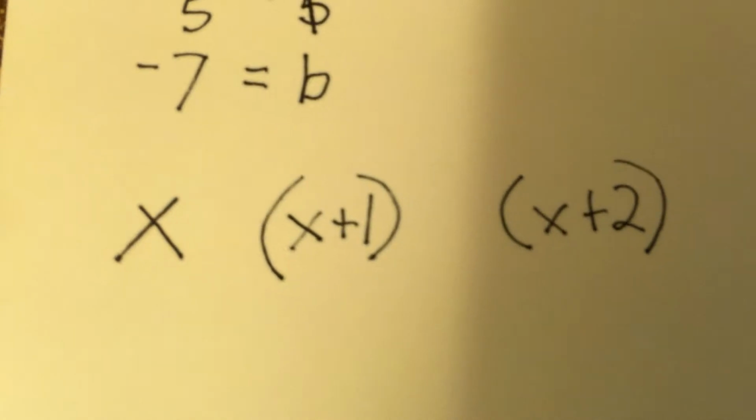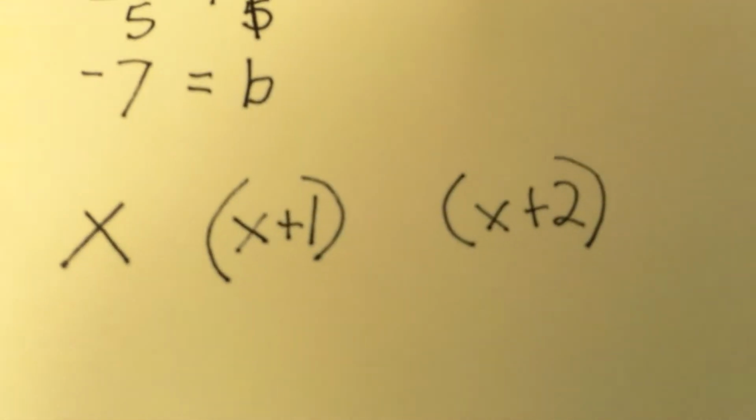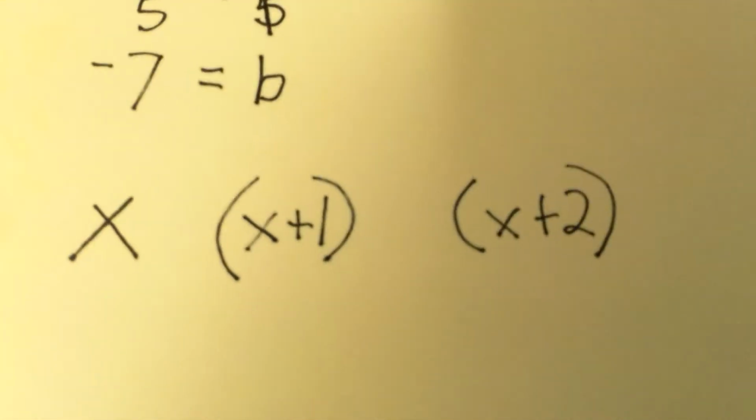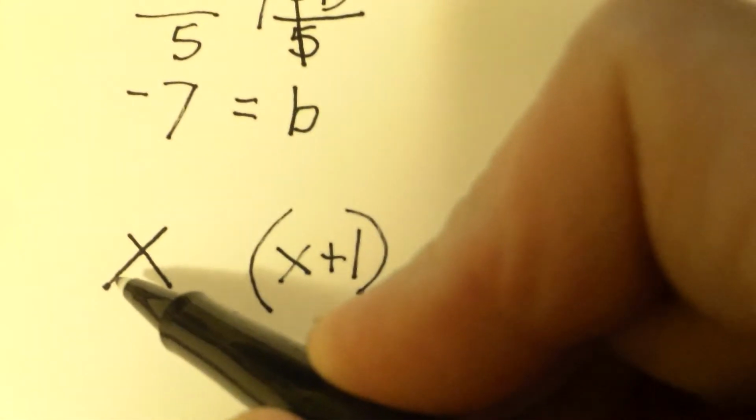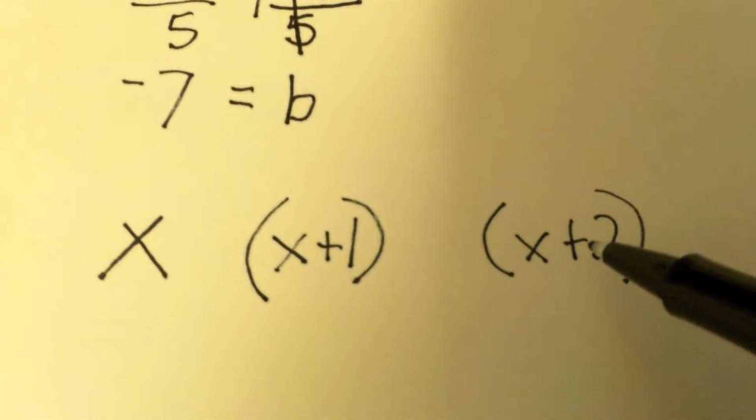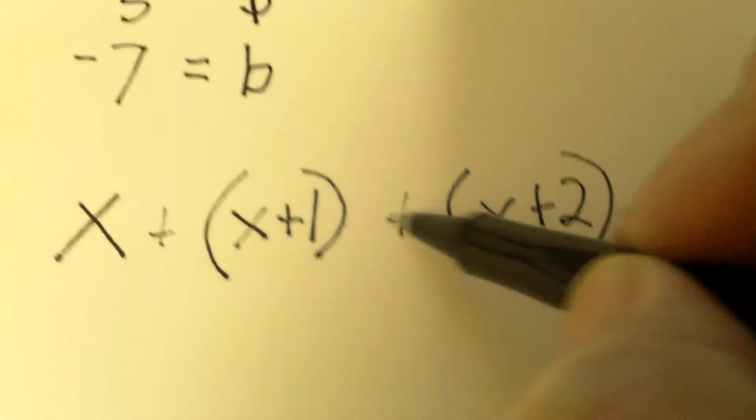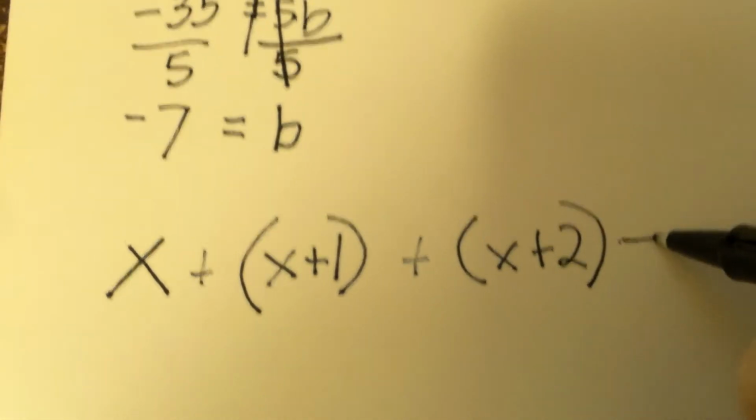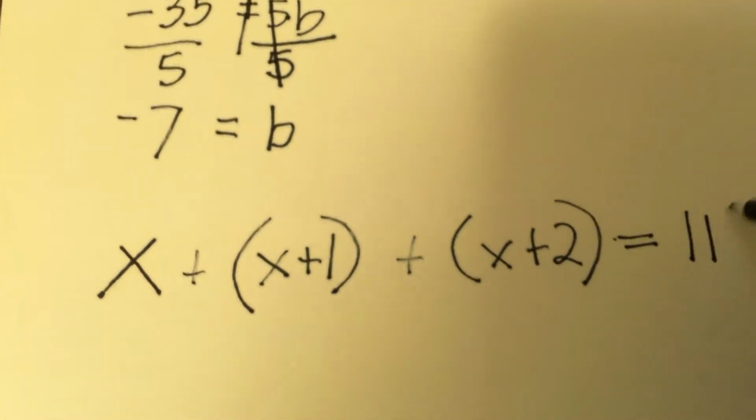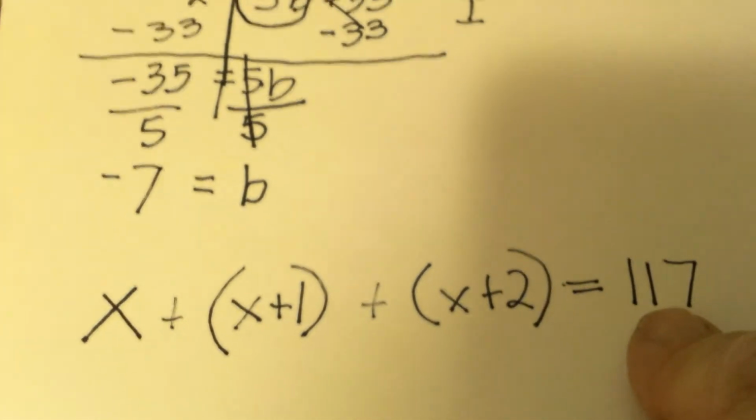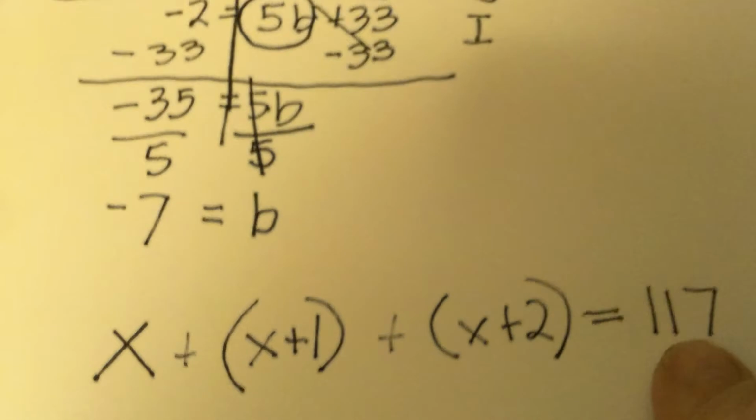So the problem says the sum of 3 consecutive integers. Well, here's my first integer, my second integer, my third integer. The sum means I'm going to add them all. And this says the sum is 117. So if I add all these up, I'm going to get 117.